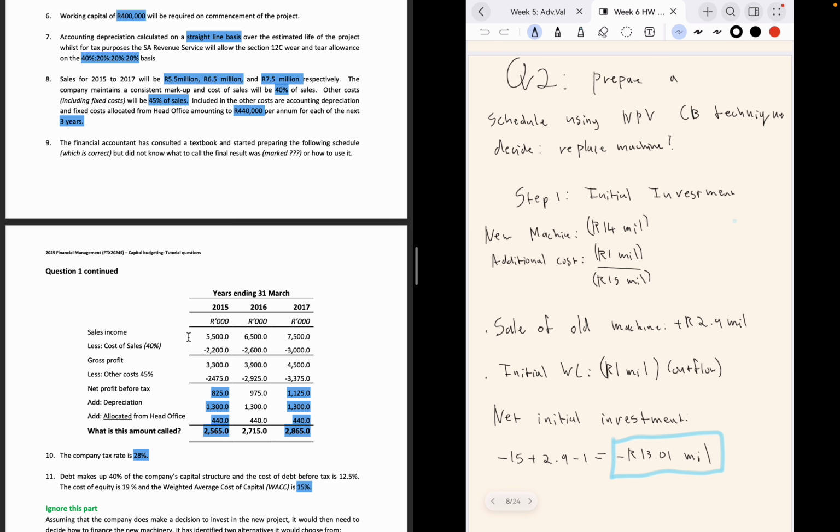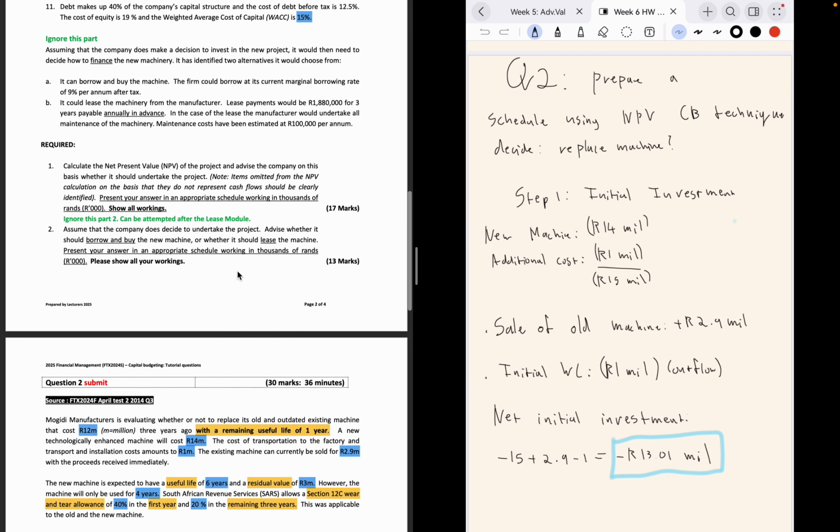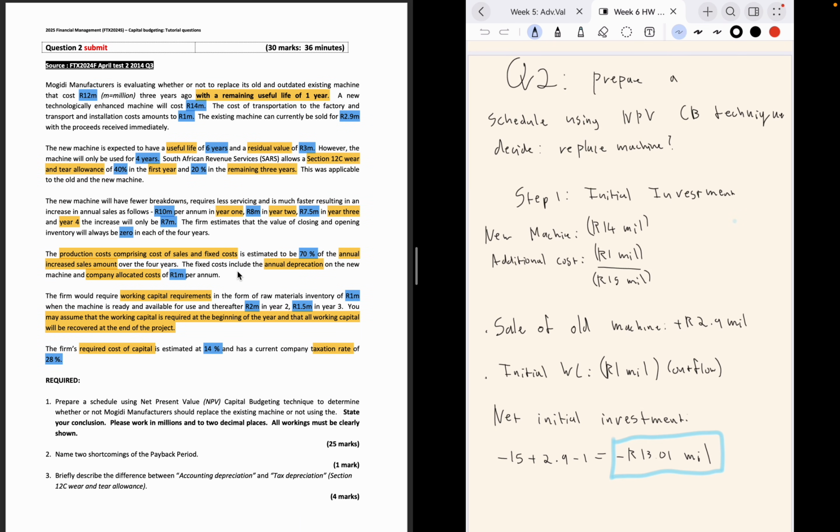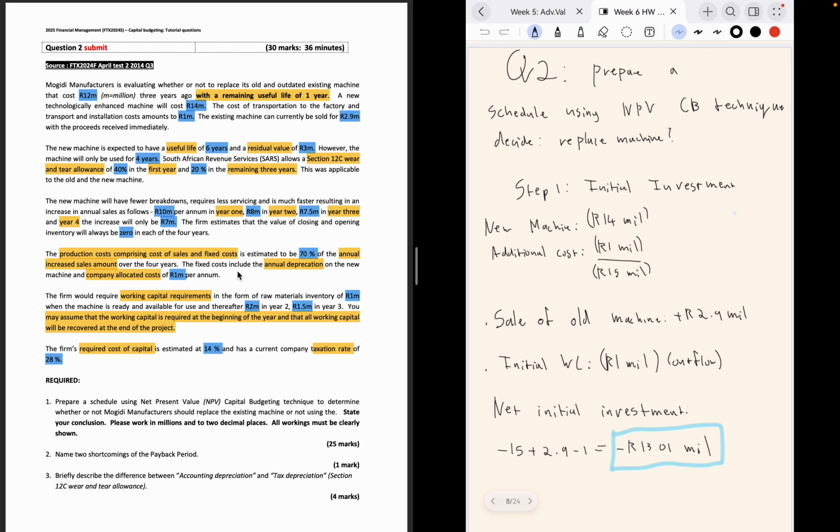Okay, let's go to question 2. This is quite a dragon. This whole homework thingy took me a long time to figure out, but dragons are there to be slain. So question 2, prepare a schedule using the net present value capital budgeting technique and decide whether or not Mogidi manufacturers should replace the machine.